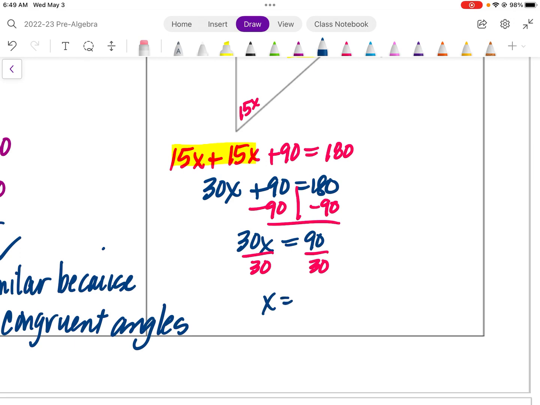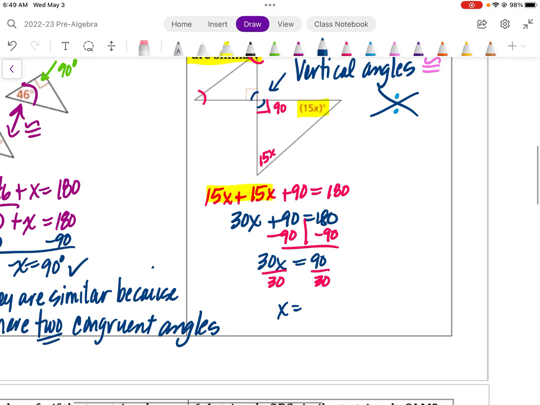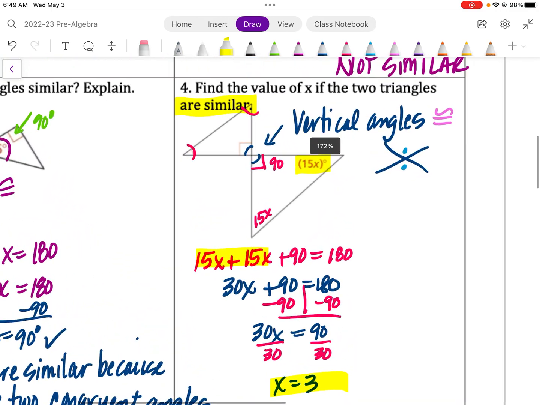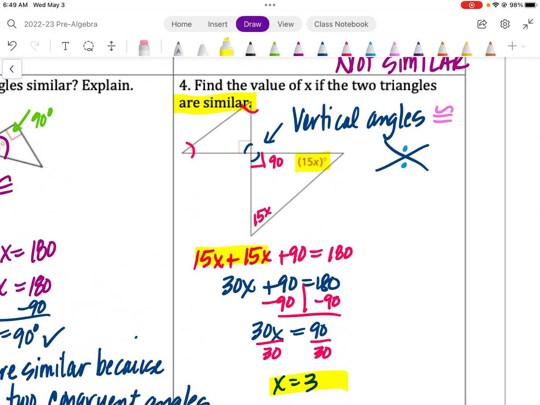So x is equal to... let me make sure I check my math here, 90 over 30. X is equal to... that is not right, sorry, I said 30 and it should be just 3. X is equal to 3, that sounds better. Okay, so x is equal to 3. I'm going to zoom in so you can see that a little bit better. All right, and that's all they asked me to find, the value of x.